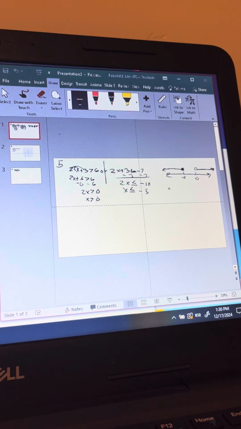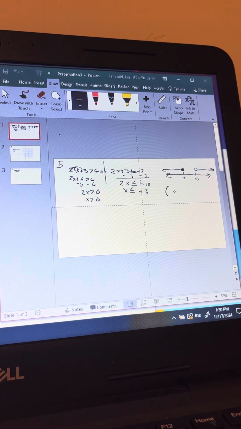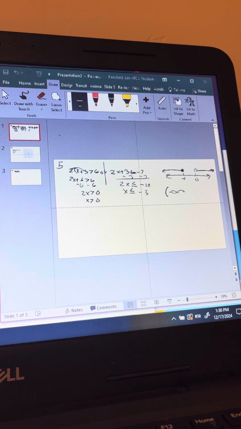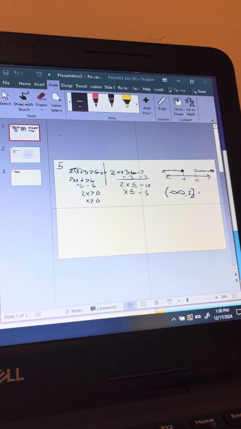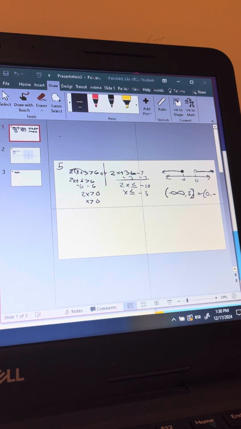And then these, they'll get to be -infinity, -5, and then or 0, infinity.